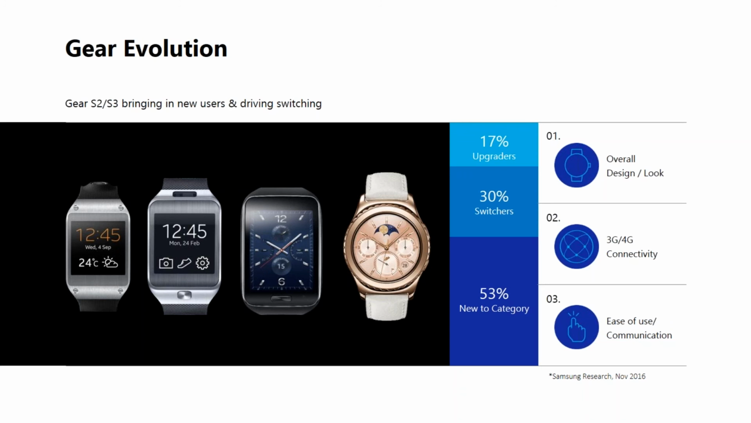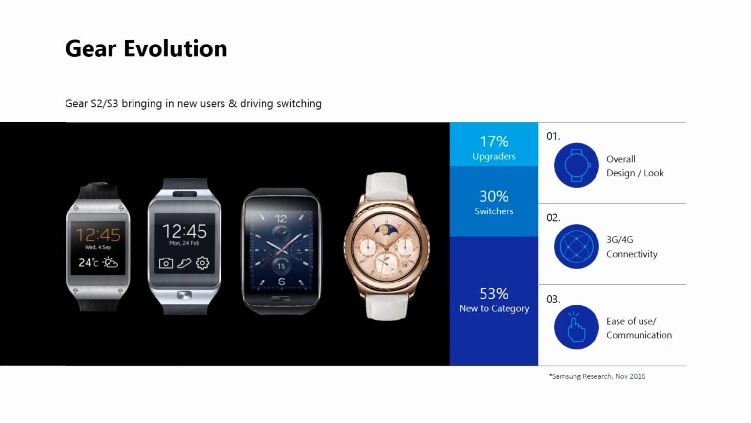The rest of the balance is made up of people who are switching from other categories. About 1 in 3 people who buy Gear are coming from another competitor device in this space, and about 1/6 of our users are upgrading from one of the previous devices that you see pictured there.